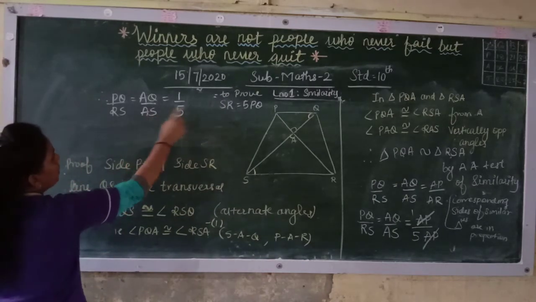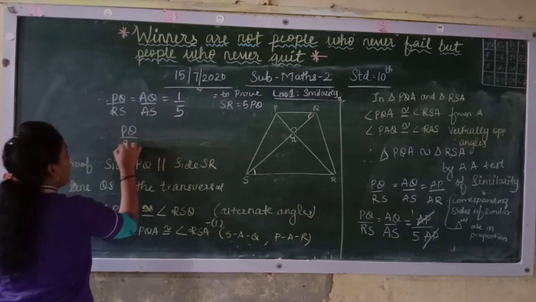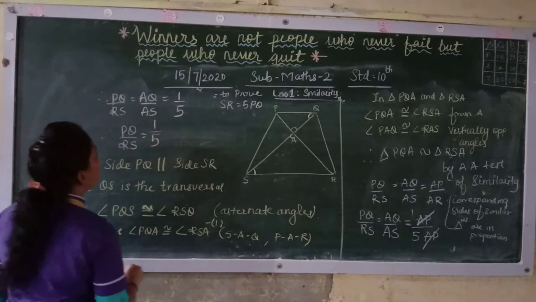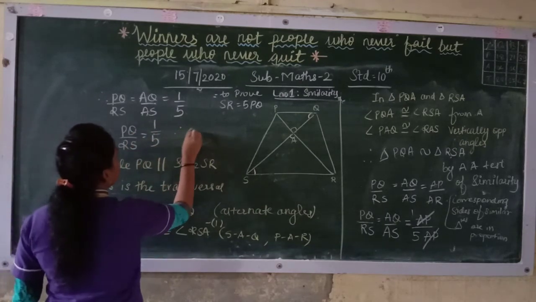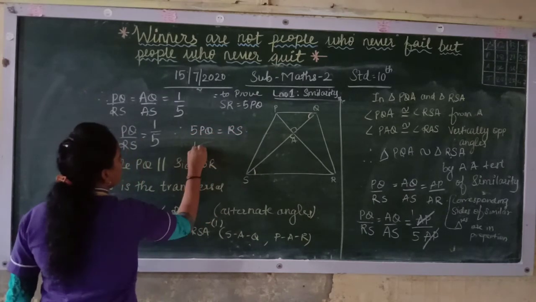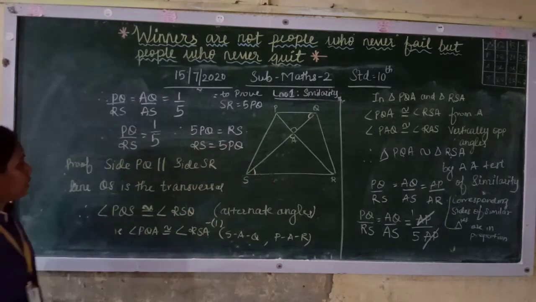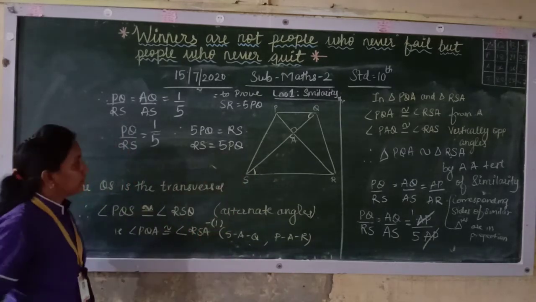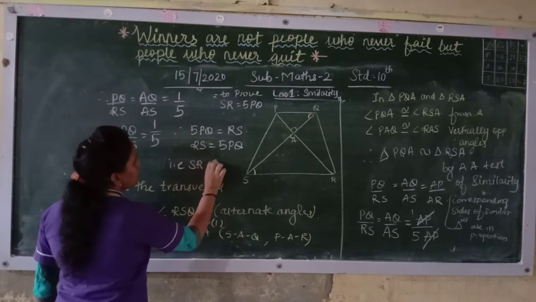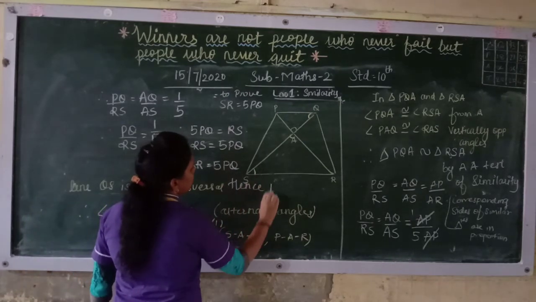Now we want SR and PQ, so you can take here PQ upon RS. Don't take this now, take 1 upon 5 because they are equal. Now what will happen? This 5 will go to PQ, so this will become 5 PQ is equal to RS. Means RS is equal to 5 PQ. RS you can write as SR also. So SR is equal to 5 PQ. So it is hence proved.